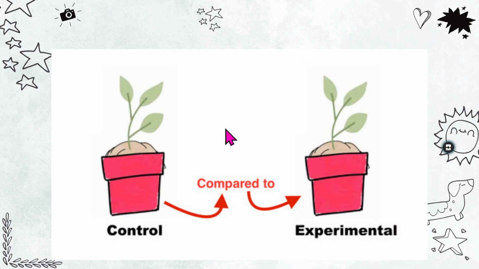So again, the control is compared to the experimental. What normally happens will be compared to what the scientist altered or changed with their independent variable to determine how the dependent variable is affected.